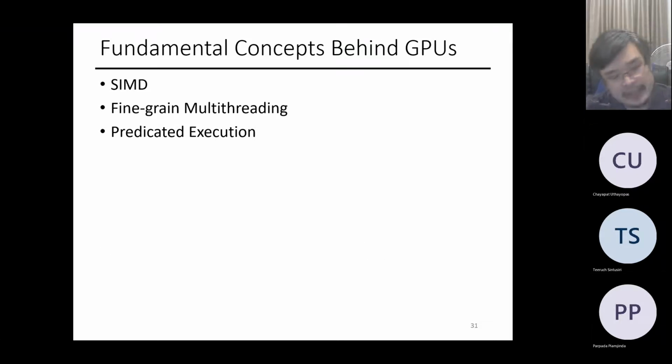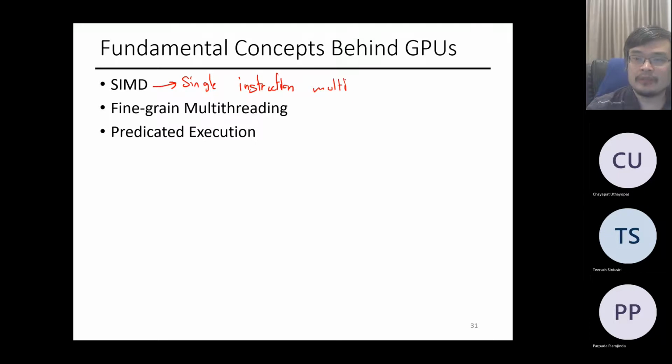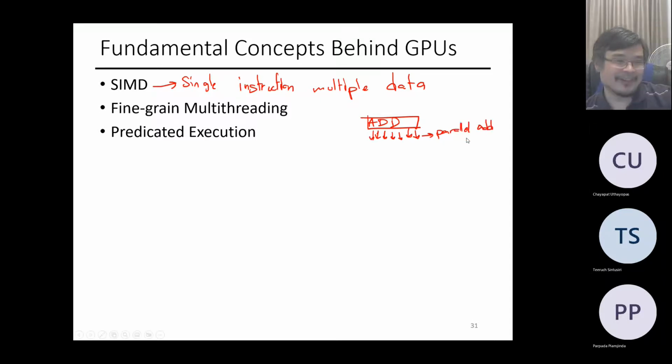So let's go with SIMD, right? We talked about VLIW, very large instruction word. SIMD is essentially single instruction, multiple data, right? So let's say you have an add instruction. Typically the add instruction would be adding two numbers, right? But SIMD would allow you to add a bunch of numbers together, a parallel add operation. And this is possible on SIMD.